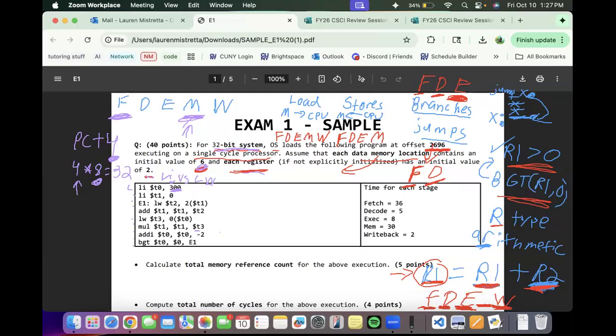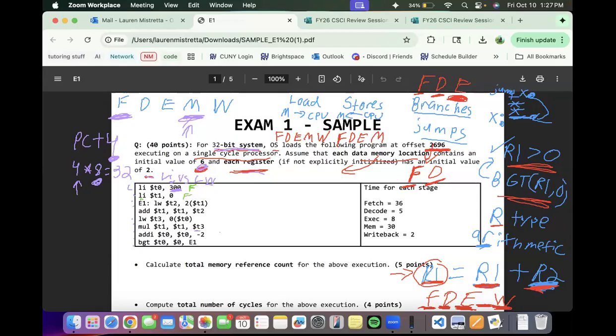So this guy over here, we know is going to be one fetch, right? And I'll do that in green so that stands out. The next one, same exact thing. We have another load immediate. This guy's only going to be a fetch.